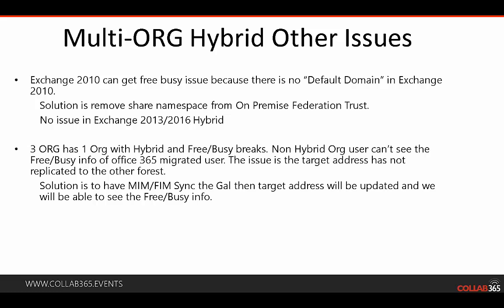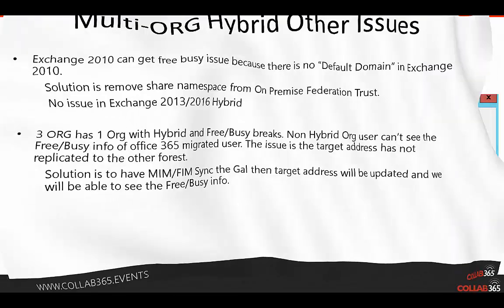The non-hybrid user cannot see that, and the issue is the target address has not replicated to the other forest. In that case, the solution is that the MIM sync should be there, and the target address will be updated, which will take care of the issue, because the target address has to be updated. It cannot forward and it cannot work. The mail flow will break. So that's the only solution.